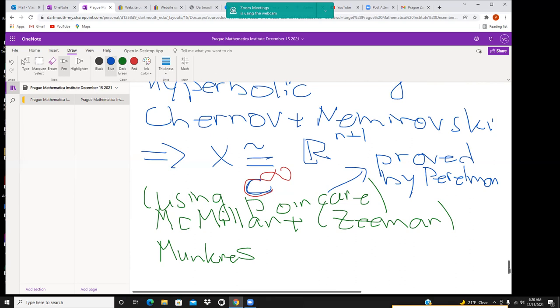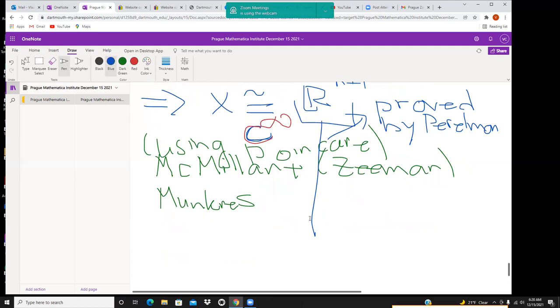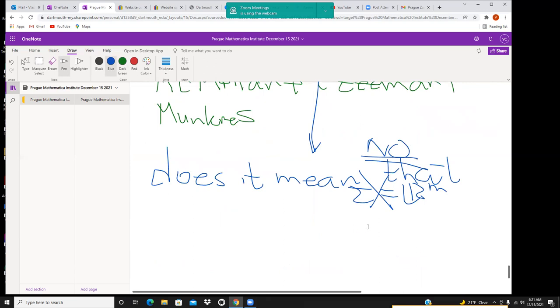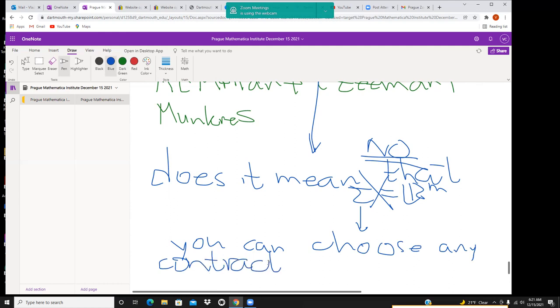So let me ask you a strange question. Okay, so you proved that your space-time is Euclidean space. Does it mean that sigma is Euclidean space? And the answer is no. Pretty much the same argument showing that the product would be Euclidean space shows that for sigma, you can choose any contractible space. And this is not our result. This is Newman and Clark.